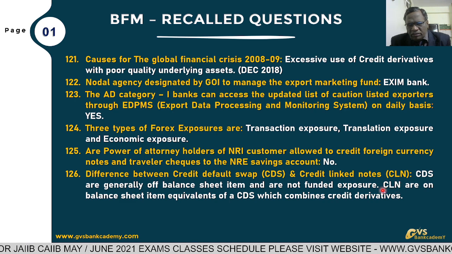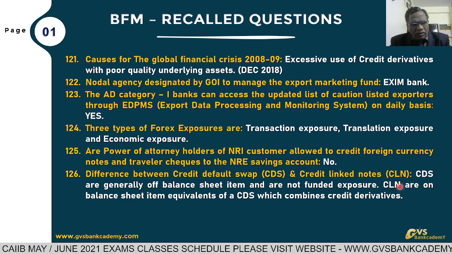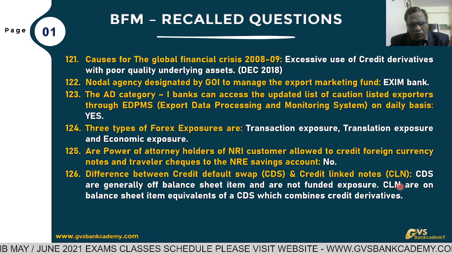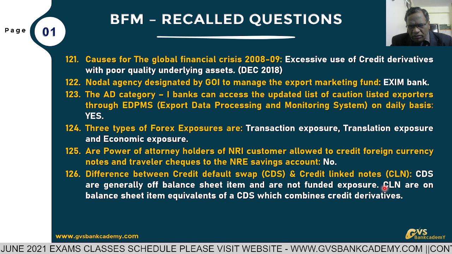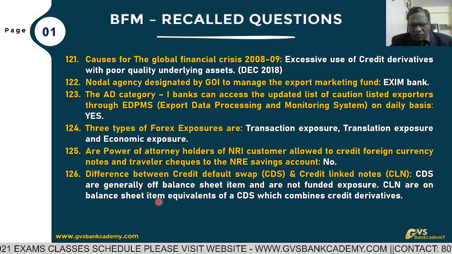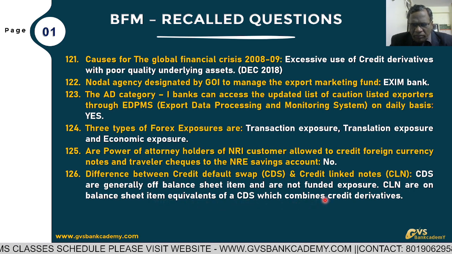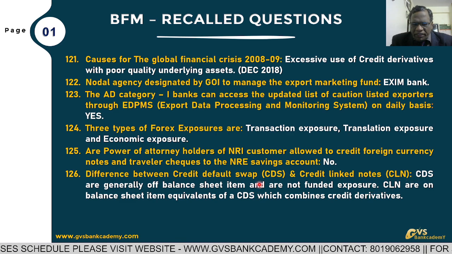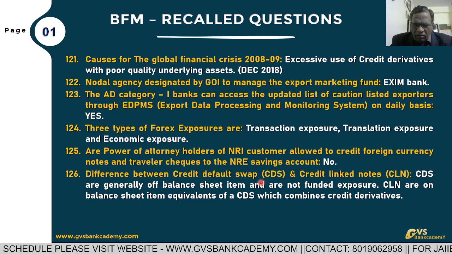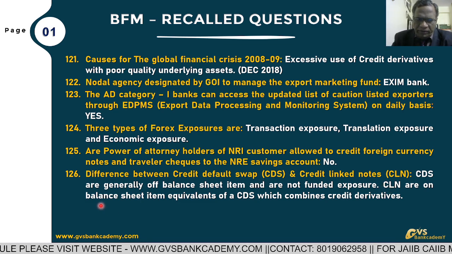Because this is generating from conversion of a particular loan into an underlying security they are issuing in the market. That is why credit linked notes are on balance sheet items. That is also equivalent to credit definitions which combines credit derivatives. So CDS, credit default swaps, are off balance sheet and credit linked notes are on balance sheet items.